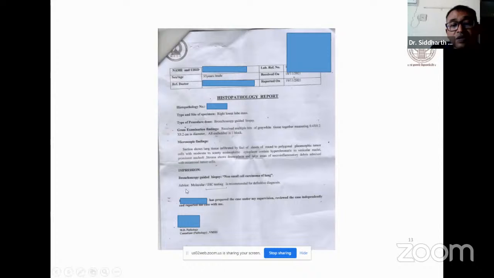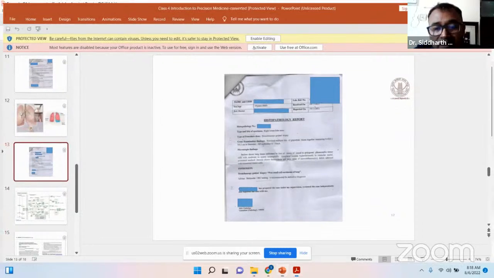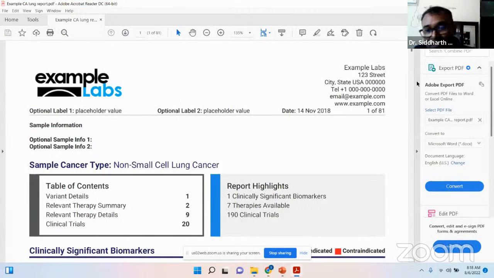The pathologist also advises that molecular tests should be done, and IHC, immunohistochemistry, should also be done. Immunohistochemistry segregates whether it's adenocarcinoma or squamous cell carcinoma, if just by H&E sectioning the pathologist is not able to tell, right? Then it goes back to the medical oncologist, who says, okay, let's send the sample to the molecular lab. So how does the report of the molecular lab look? This is how it looks, and this is an actual report.